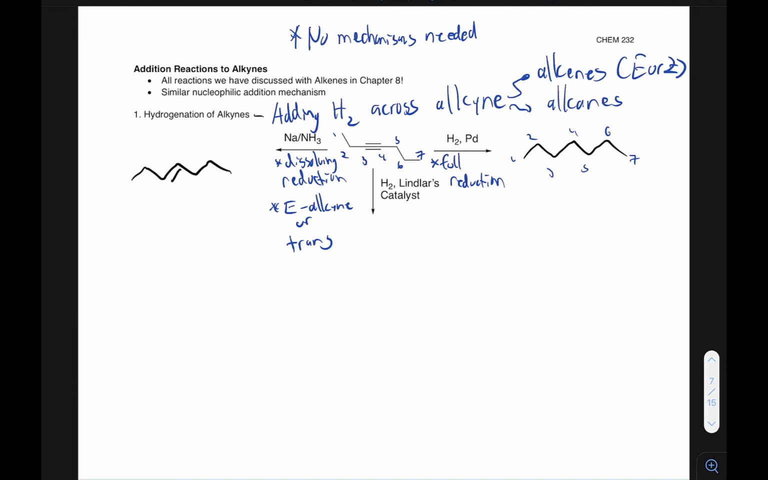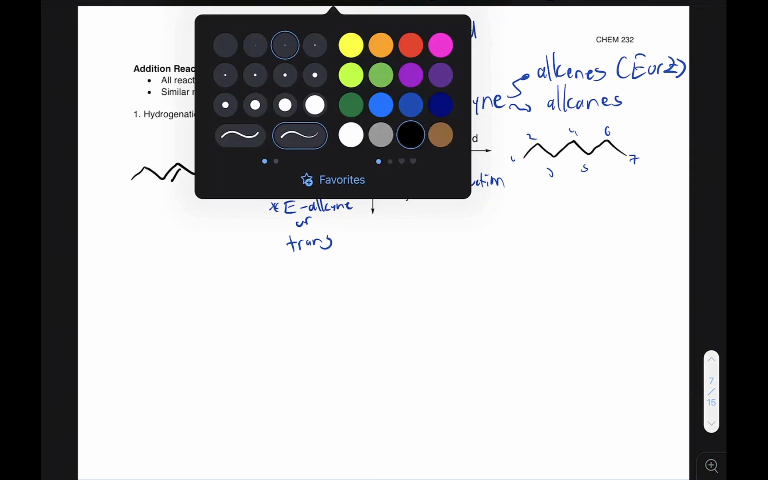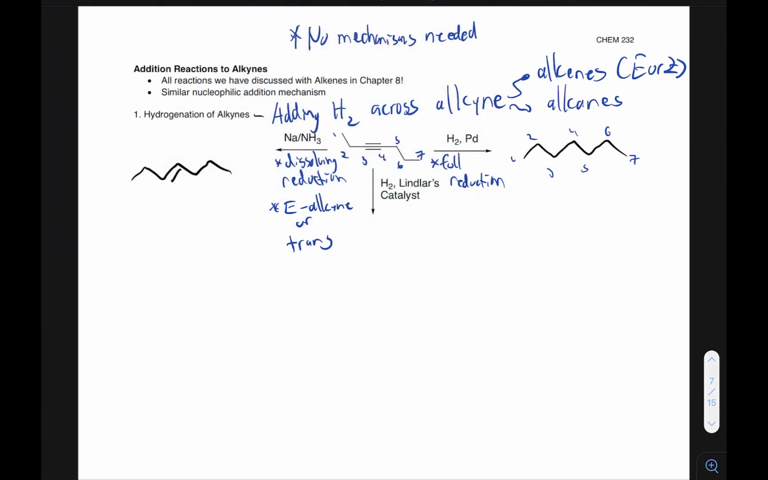For the last reaction here, Lindlar's catalyst, shown right here, we get the opposite situation, where instead of getting an E alkene, we get a Z alkene, right, or cis. So that ends up looking as such. Just like that.